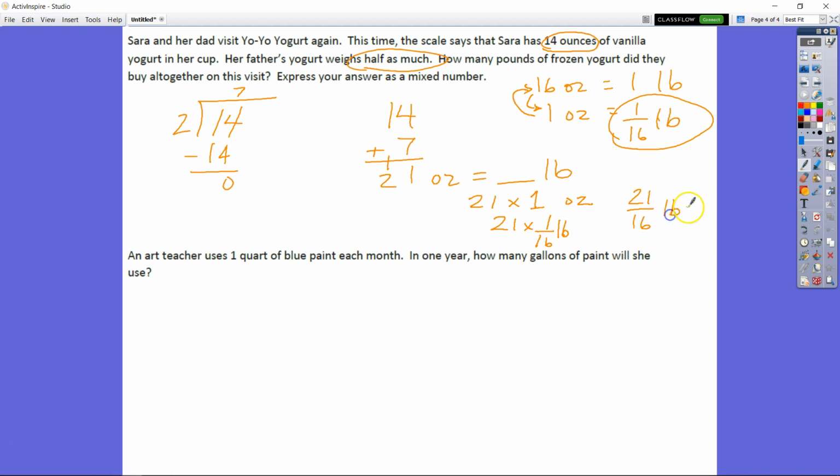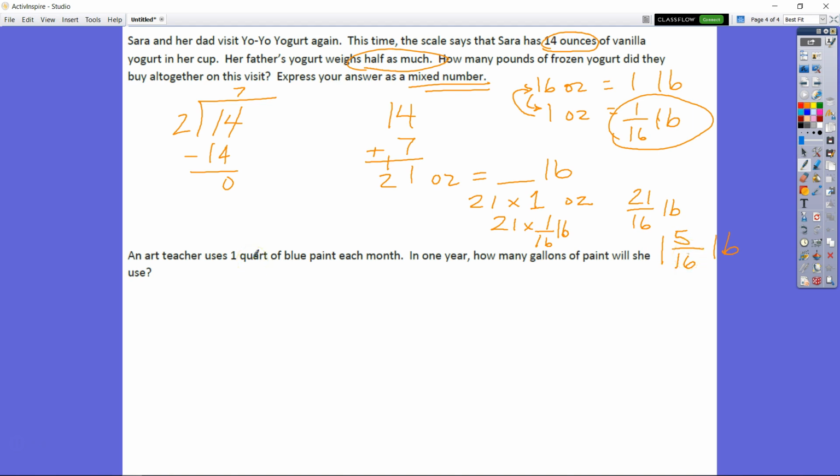we have 21/16 of a pound. And it says express your answer as a mixed number. I'm going to go ahead and say, well, 16/16 would be 1 whole pound. And then we have 5/16 remaining: 1 whole pound and 5/16 of a pound. All right, let's look at this.